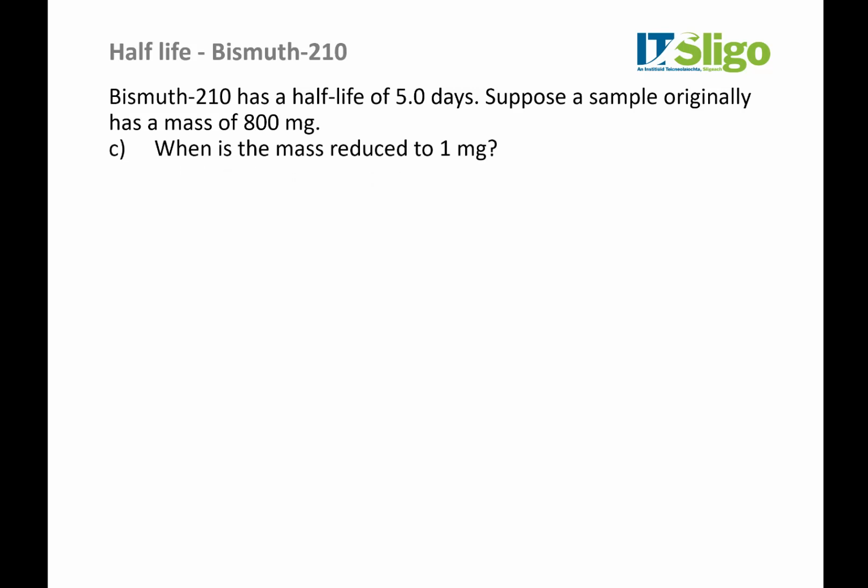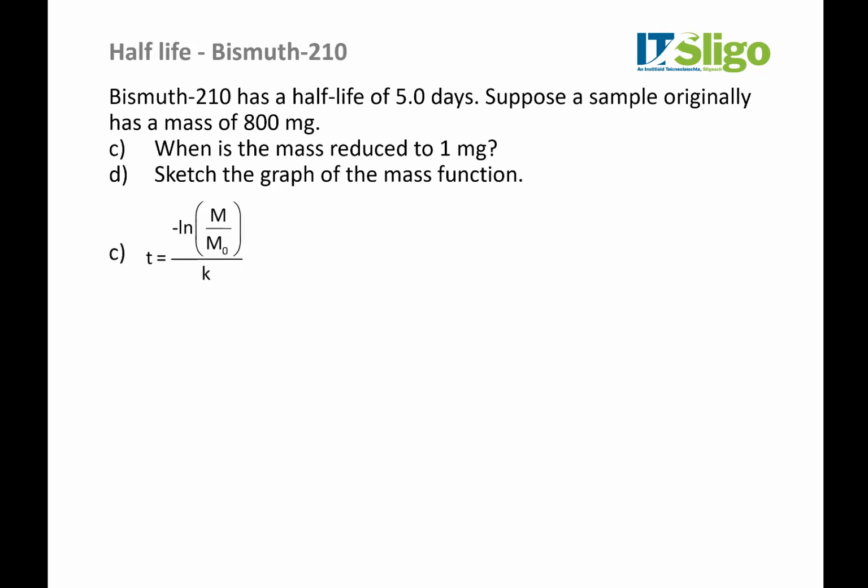When was the mass reduced to 1 milligram? And then sketch a graph. Manipulate, so when suggests time. We manipulate our function for time. I won't even talk about it anymore. We've talked about it so much. Feed in the values. In this case, the new mass is going to be 1 gram. The original mass is always the same, 800. And K is what we calculated on the previous slide. Or lambda, I should have probably put in lambda there actually. Be more correct, the maths is the exact same.